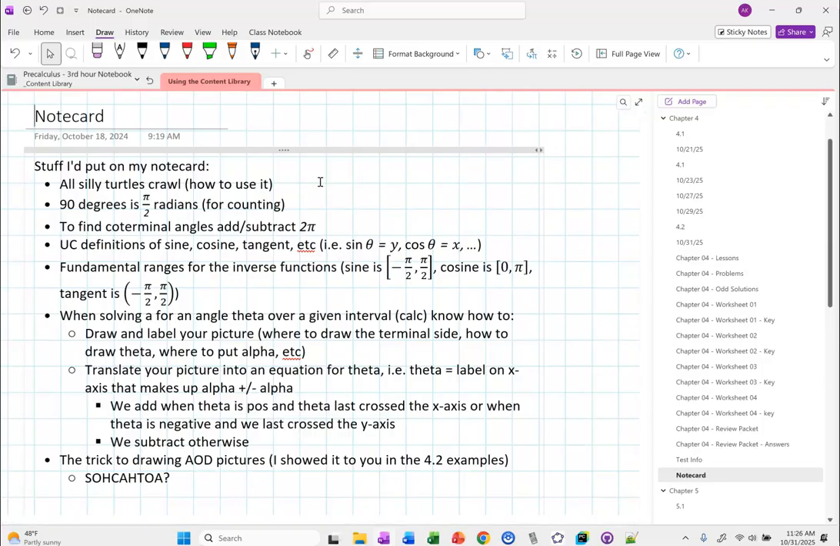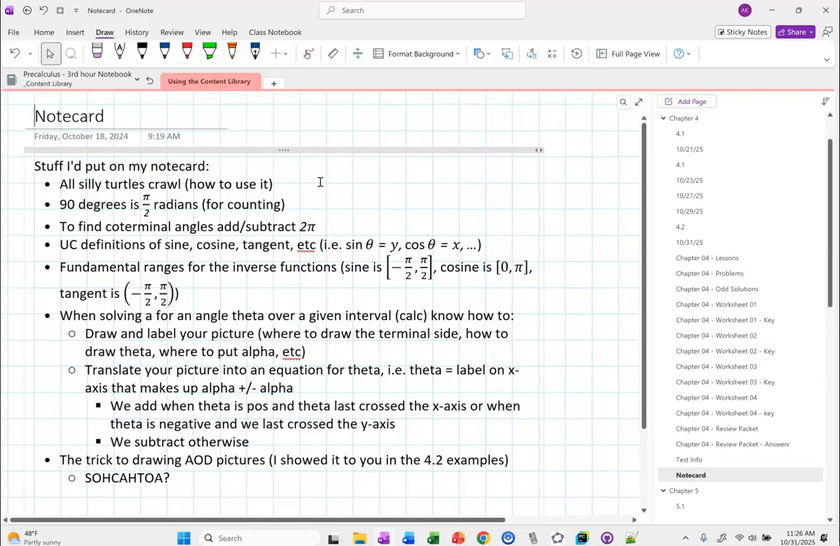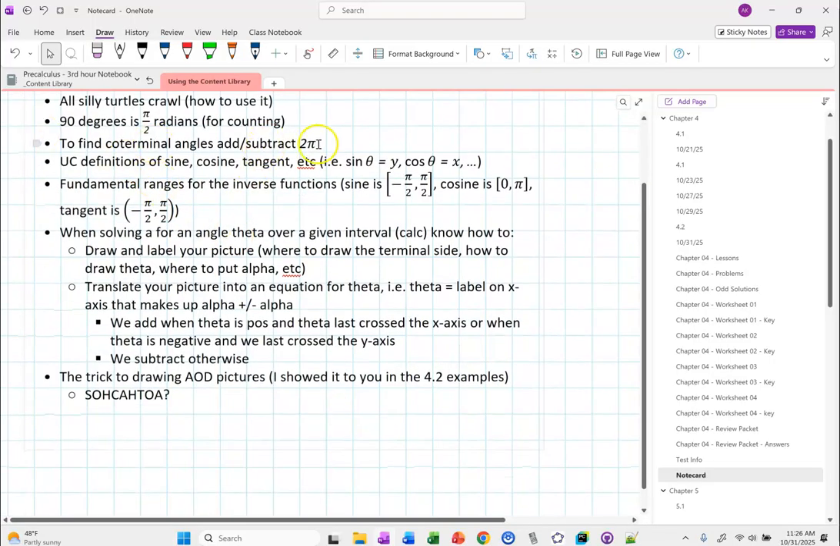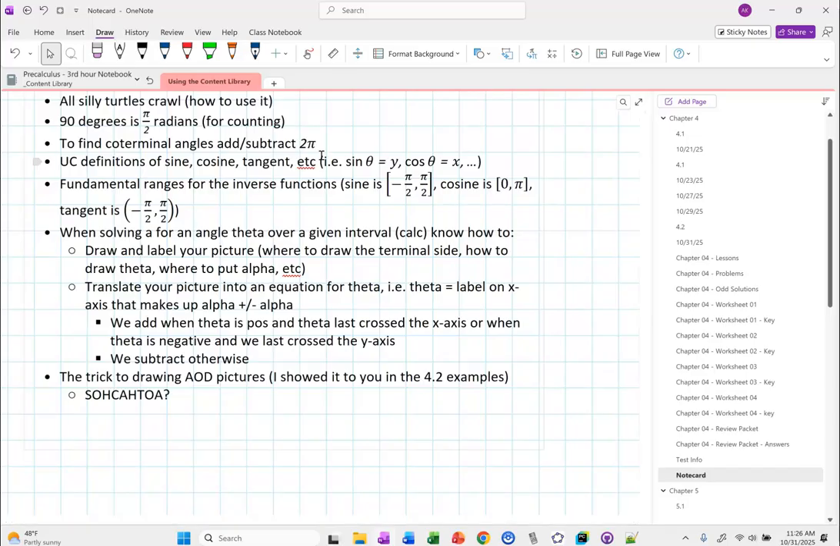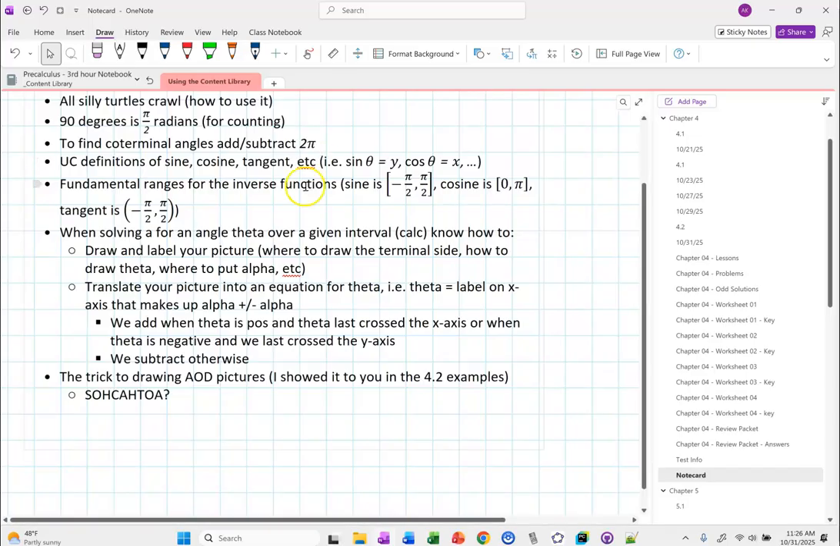90 degrees is pi over 2 radians for when you have to do your counting. To find coterminal angles, we add or subtract 2 pi. The unit circle definitions of sine, cosine, and tangent. For example, sine is equal to y, cosine is x, etc. The fundamental ranges for the inverse functions. So sine is negative pi over 2 to positive pi over 2. Cosine is 0 to pi. Tangent is negative pi over 2 to positive pi over 2.